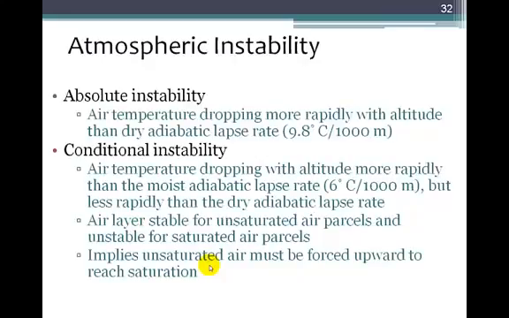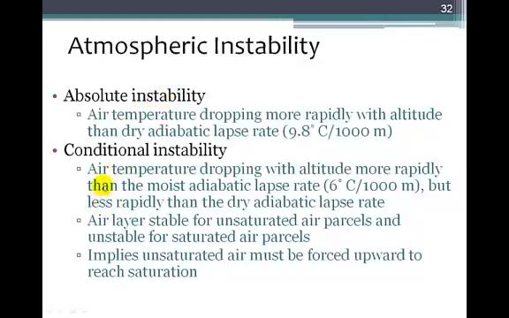So let's talk about these different conditions here with the definitions written out for you. Absolute instability is when the air temperature is dropping more rapidly with altitude than the dry adiabatic lapse rate. The dry adiabatic lapse rate is 9.8, or 10 degrees Celsius, so negative 10 degrees Celsius per 1,000 meters. If the air temperature is dropping quicker than that, we have an unstable atmosphere.